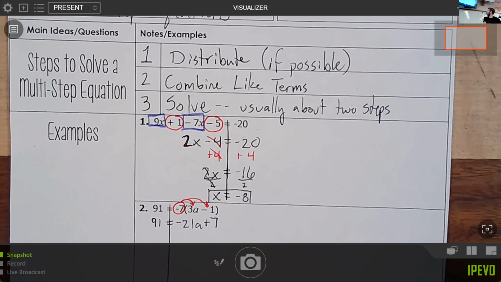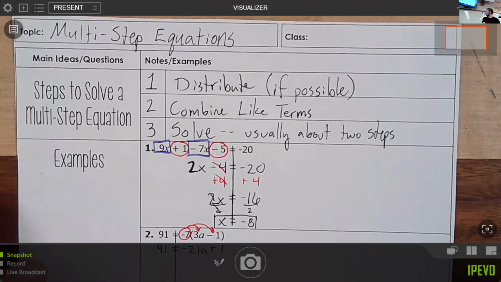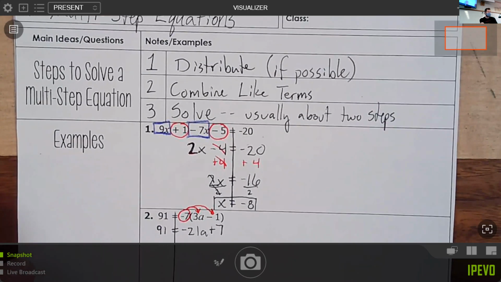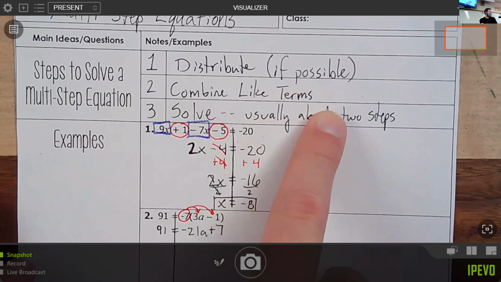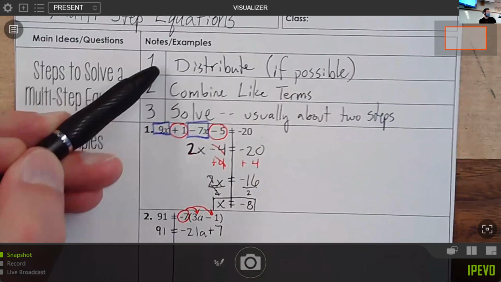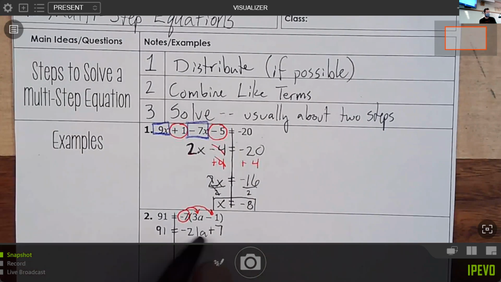Now, step 2 says to combine like terms. I don't see any like terms here that can be combined. So if you want to, you can put "if possible" in step 2 as well, because we're going from step 1 to step 3 on this one. -21a plus 7, those are not like terms, so I cannot add those together. Something with an a and a regular number cannot be added together. So there are no like terms here to combine.